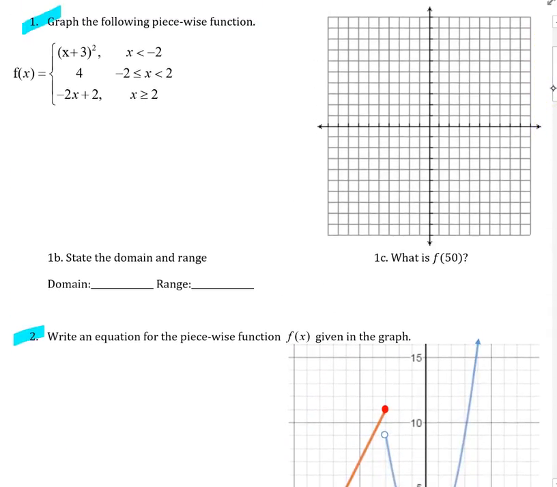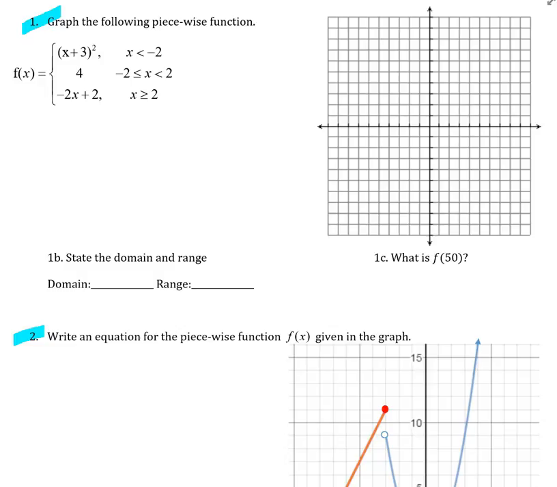Okay, a piecewise function is quite literally pieces of functions. So read from left to right: I'm going to start by being this parabola, then I'm going to be a horizontal line over this interval, and then I'm going to be another line over this specific interval. So I'm going to start with this first function, (x + 3) squared.